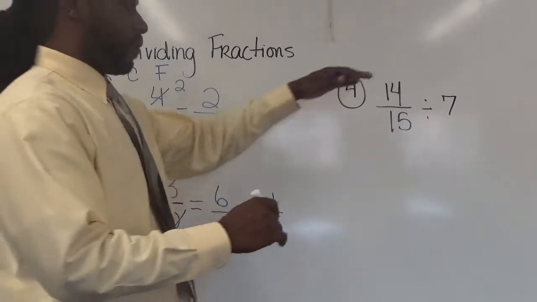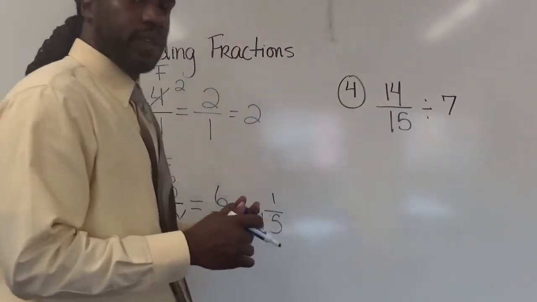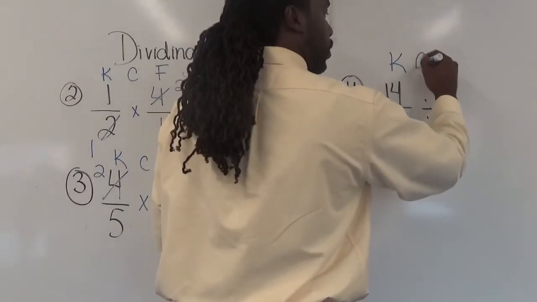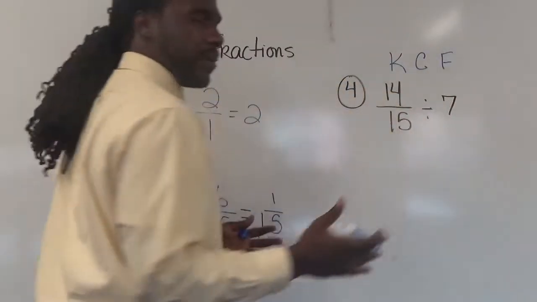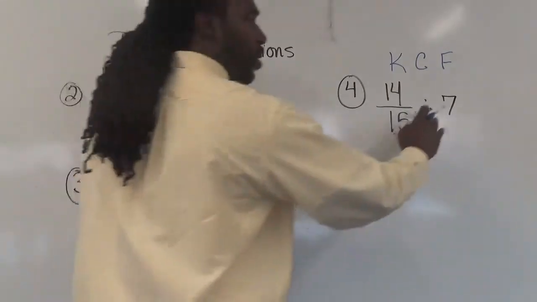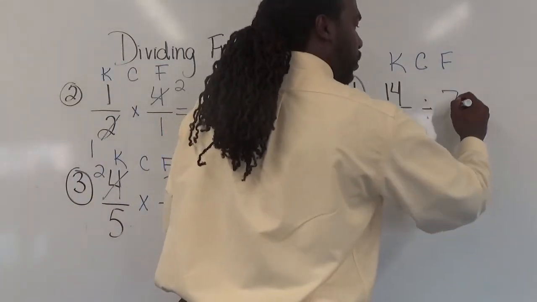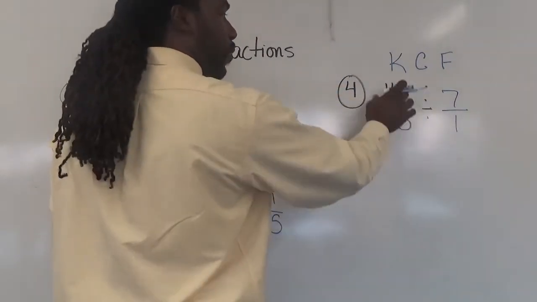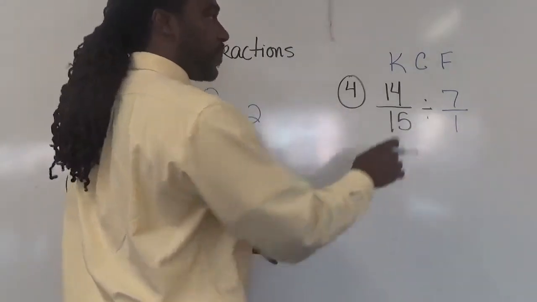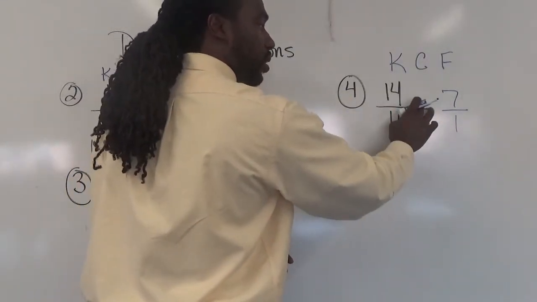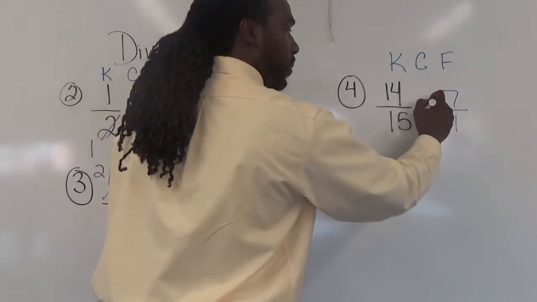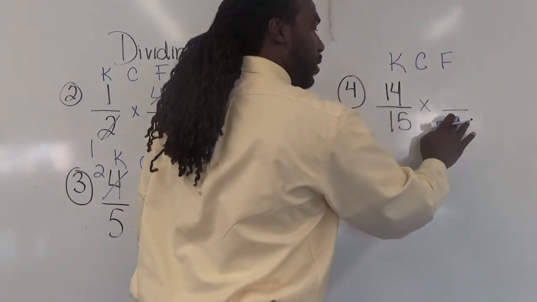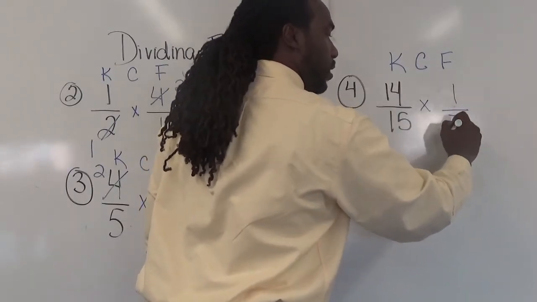All right? So if you're doing number 4, I know I said to do the even numbers, I believe. So again, keep, change, flip. So Mr. Williams, how do you do this with the whole number? Very simple. Make your whole number into a fraction, and then you do the same exact process. 4/15, you want to keep, that's the same. I'm going to change my division to a multiplication. I'm going to flip my fraction here, 1 and then 7.